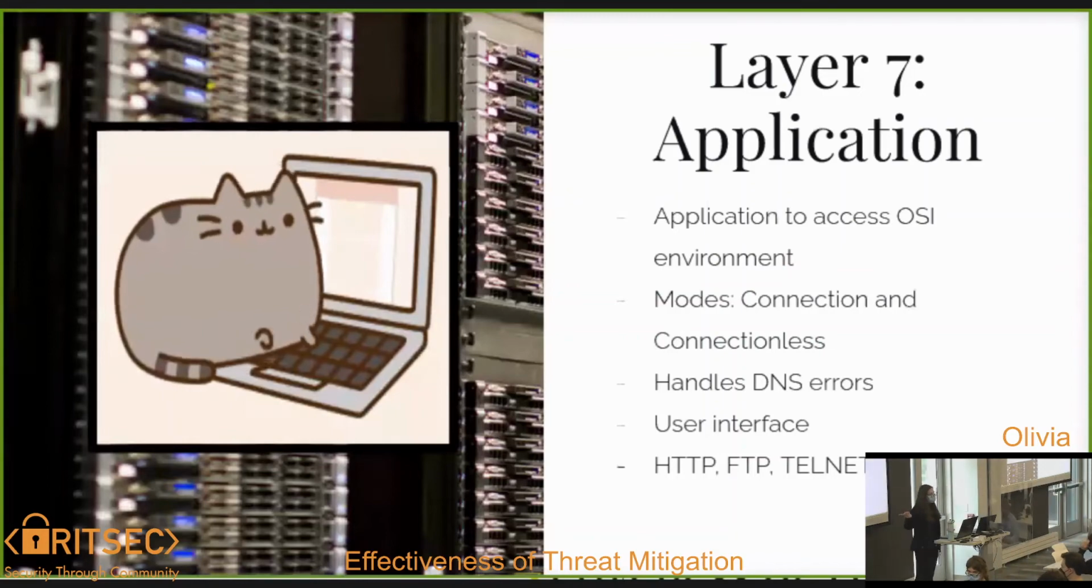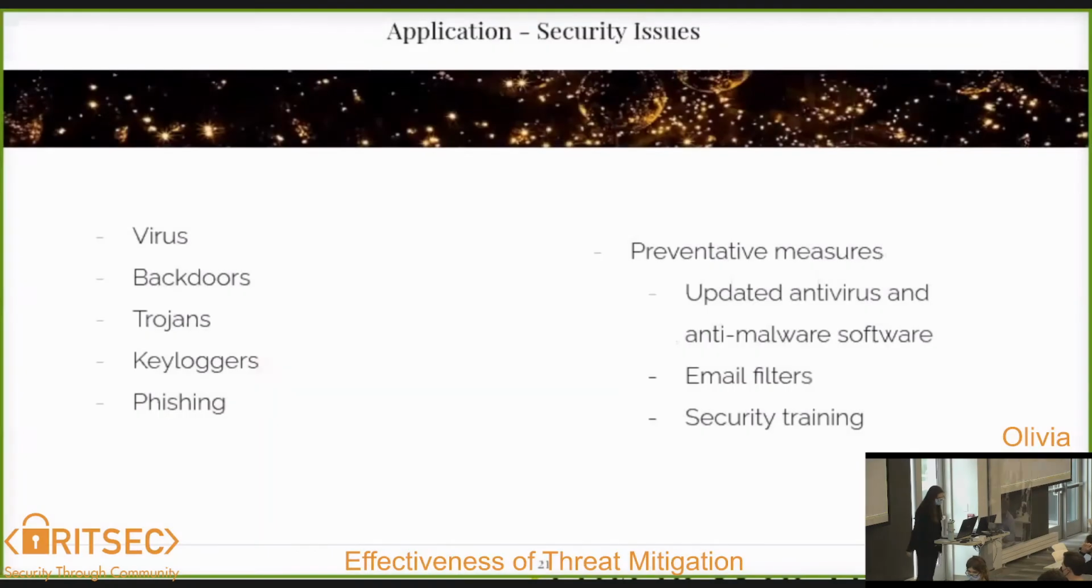Yeah, just HTTP, FTP, and Telnet. Security issues at the application layer consist of things we hear about in the news. Examples include viruses, backdoors, Trojans, keyloggers, all those things. And ways to prevent all this are installing and updating antivirus and anti-malware software, email filtering, especially for phishing, and employee security training.